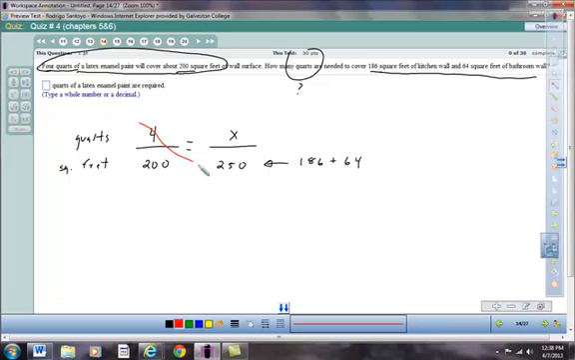Now once again, we go ahead and just cross multiply. 4 times 250 equals, there we get 200 times x. 4 times 250 gives us a solution of 1000. And now to get x by itself, we just divide both sides by 200. And we should get a nice whole solution of 5 here.